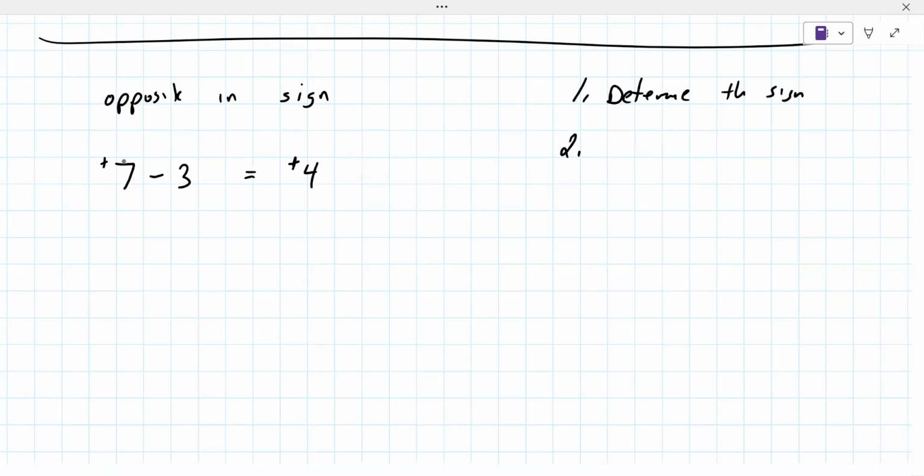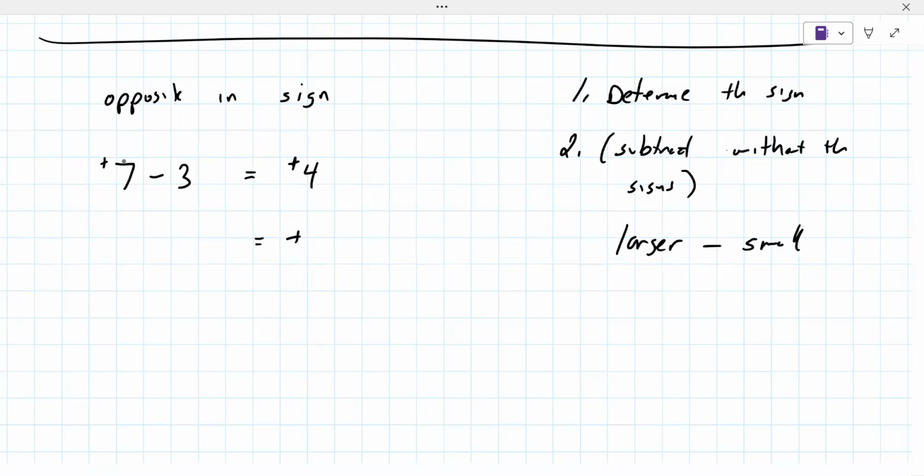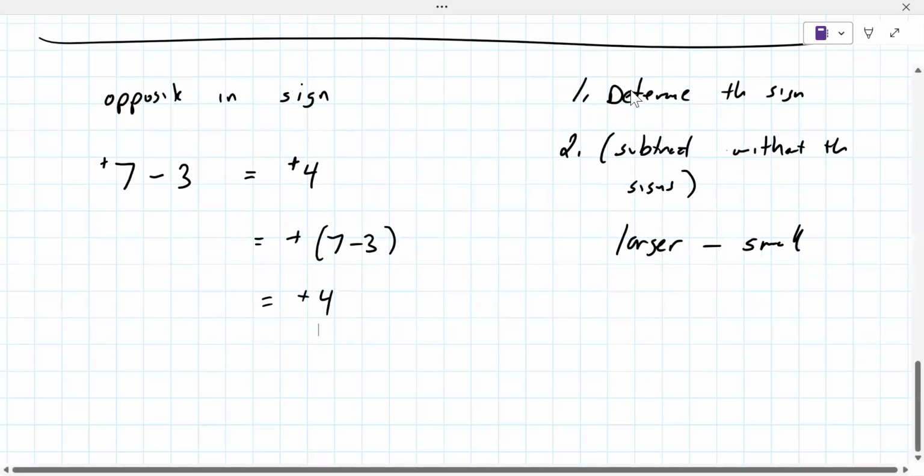The second thing you do here is you subtract without the signs. But an important thing here is that you take the larger and subtract the smaller. So like we know this is positive, but you take the 7 and subtract the 3, which becomes +4. And you know this, but when you get a problem you don't know, you have to follow the recipe here. So let's look at another one.